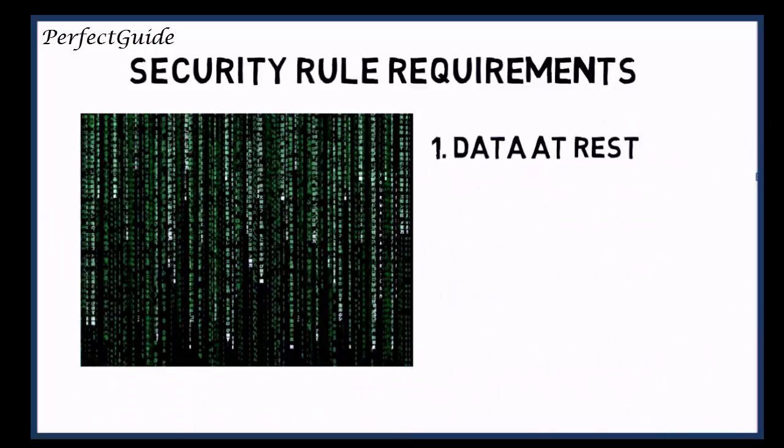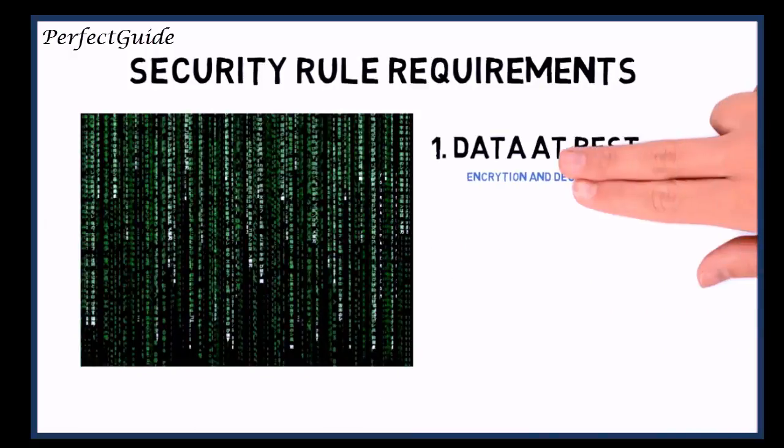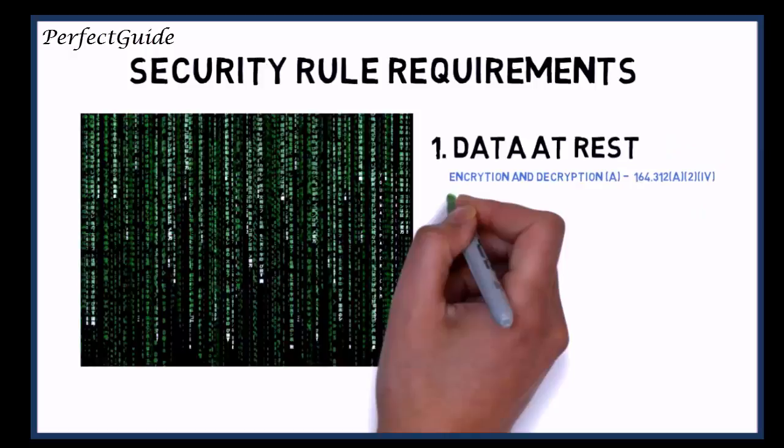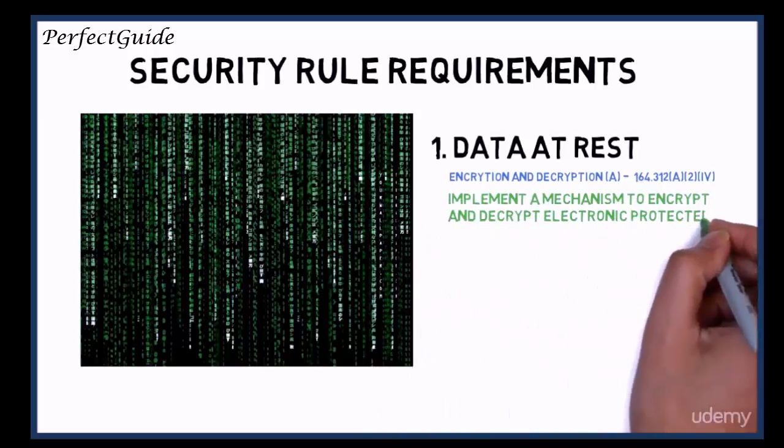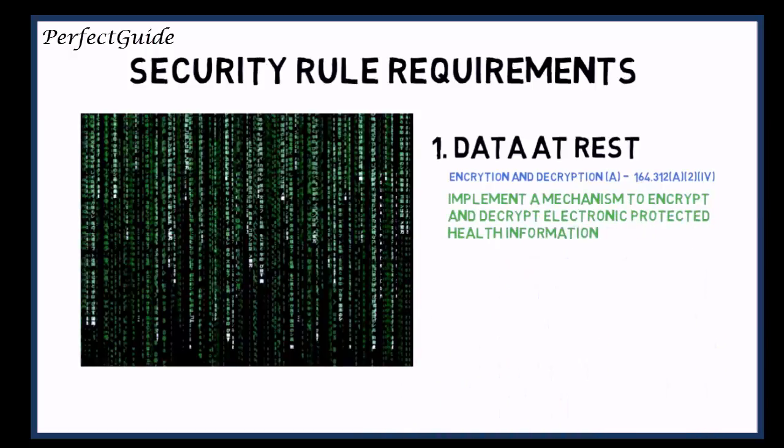The encryption and decryption requirement is addressable in Federal Regulation 164.312(a)(2)(iv). It reads, "Implement a mechanism to encrypt and decrypt electronic protected health information."